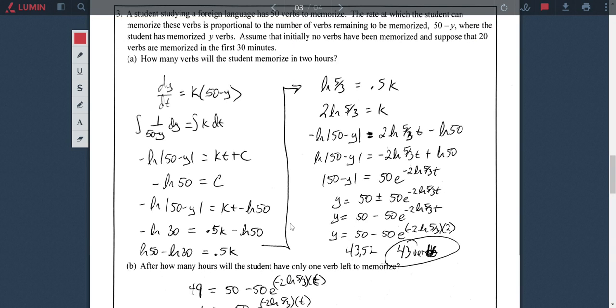And we put in 20 for y. So 50 minus 20 gives me 30. I add the natural log of 50 over, natural log of 50 minus the natural log of 30. That turns into the natural log of 5/3.